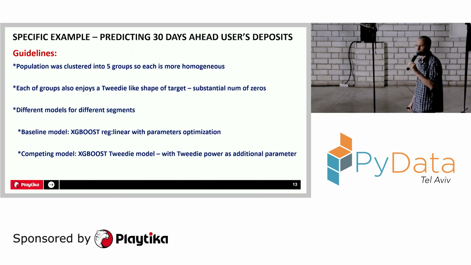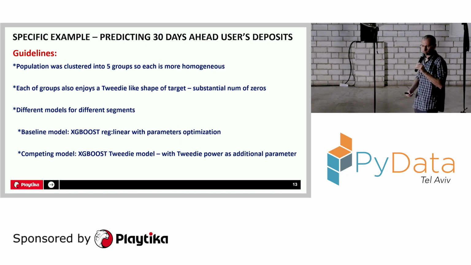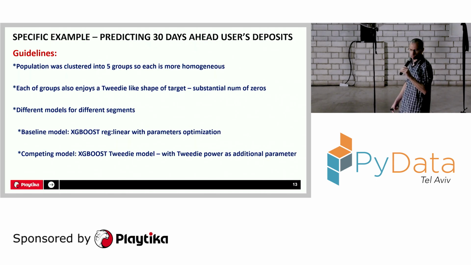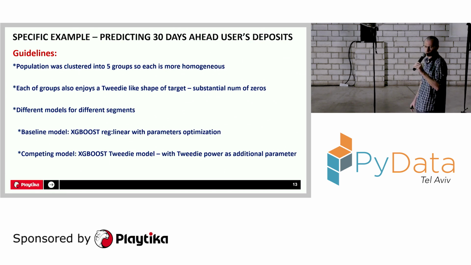As additional guidelines to the model, we tried to help the model in part by pre-segmenting our population into 5 parts. The reason for that is to have our models running on a more homogeneous set of users. Each of the groups also shared this 2D distribution, so it makes things much friendlier. And we were running different models for different segments, of course. We took the XGBoost linear regression as a baseline. We all know that XGBoost usually gives us good results, sometimes even very good results. The competing model was XGBoost, but using the 2D as the distribution. The goal was to see whether having prior knowledge of the distribution can make a difference.